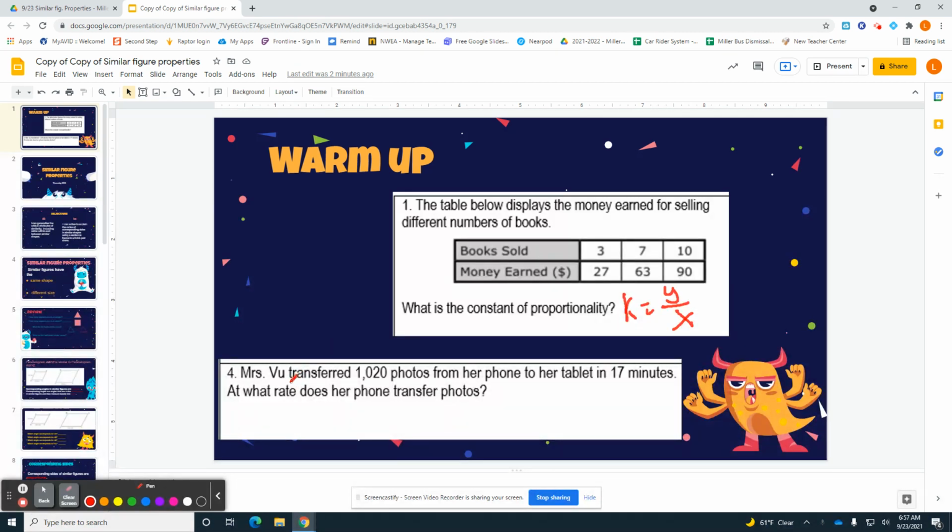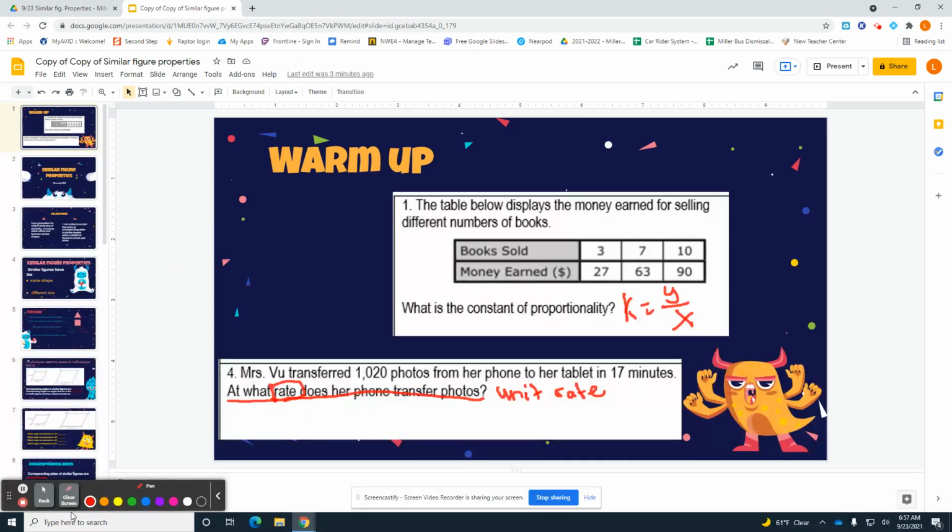This says Mrs. Vu transferred 1,020 photos from her phone to her tablet in 17 minutes. At what rate does her phone transfer photos? Rate is your keyword. It's telling you what you're doing. So rate, you're finding unit rate. Go ahead and pause your video, work out the warm-up problems, then come back and finish and get started on your notes.